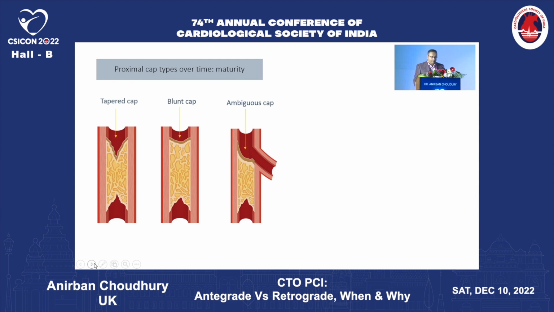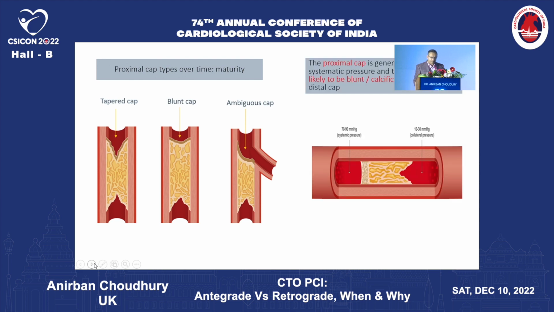If it's a tapered cap, it's usually easy to puncture and easy to progress. If it's a blunt cap, it's a bit more tricky. If it's an ambiguous cap, at times it makes it difficult, if not impossible, to proceed antegradely. Another factor is obviously the proximal cap is exposed to systemic pressure. So as time goes on, as it becomes blunt and ambiguous, often there's calcification associated, which also creates a problem with regards to making antegrade progress.